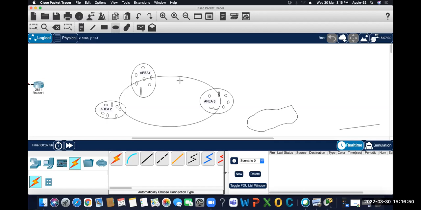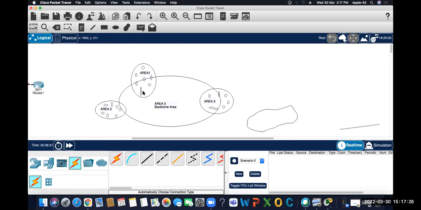And all these areas are connected to a common area, that is area 0, or another name for area 0 is the backbone area. Now this is a mandatory rule that every area will be connected to area 0. I'm again repeating this line: every area will be connected to the backbone area, that is area 0.